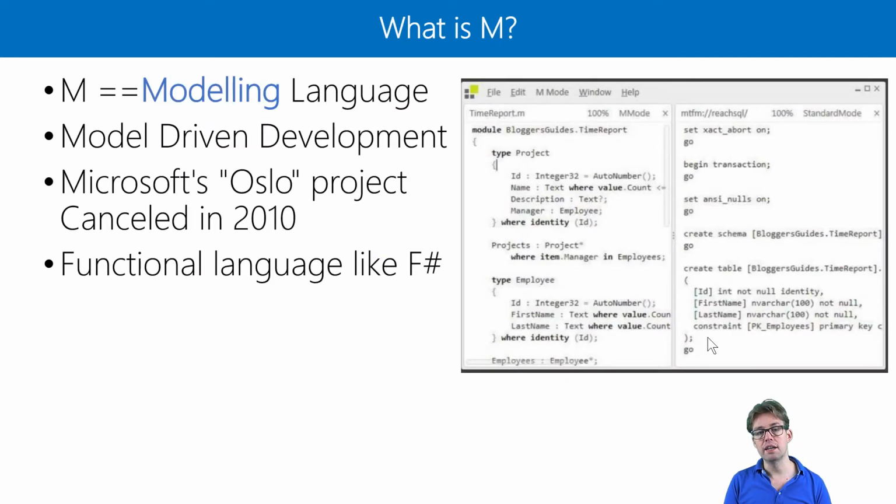M stands for modeling. M is built as a modeling language, part of the Microsoft Oslo project, which was cancelled in 2010. And it's all about model-driven development, in the sense that with one model you can define the entities that you have in an application, and behind the scenes that's being translated into a database language like SQL or Oracle PL/SQL. And that's what it still is. It's a functional language like F#. It's not so much about model-driven development anymore, but it still is about translating a model to a database language.